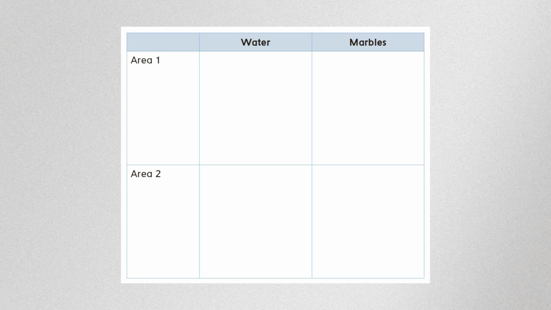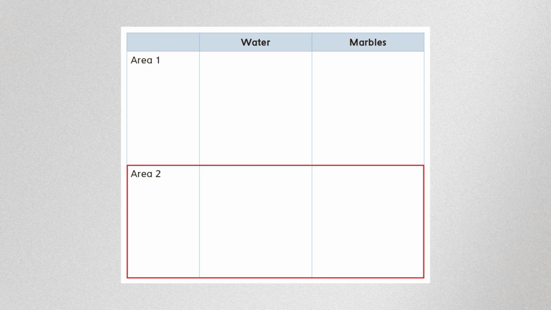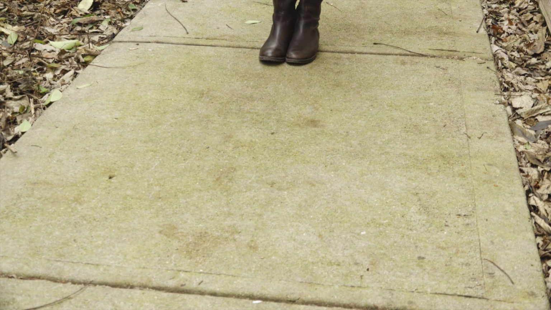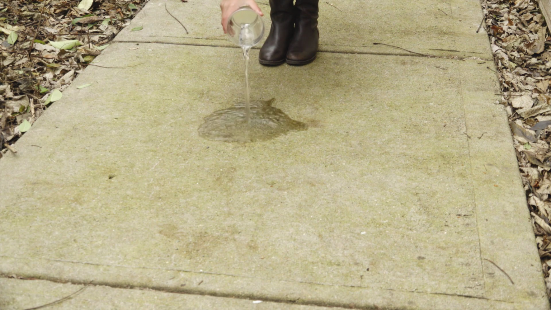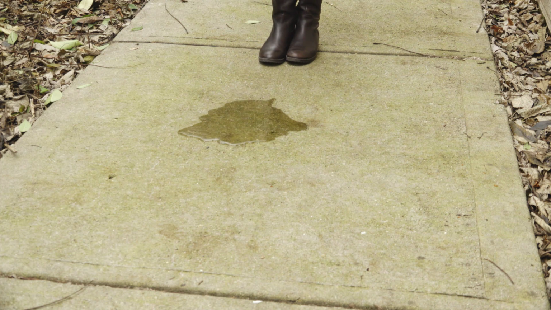In your data table, record your observations for Area 2. Remember to include your observations for both the marbles and the water. Let's watch that video one more time. When you have finished recording your observations, select Continue.